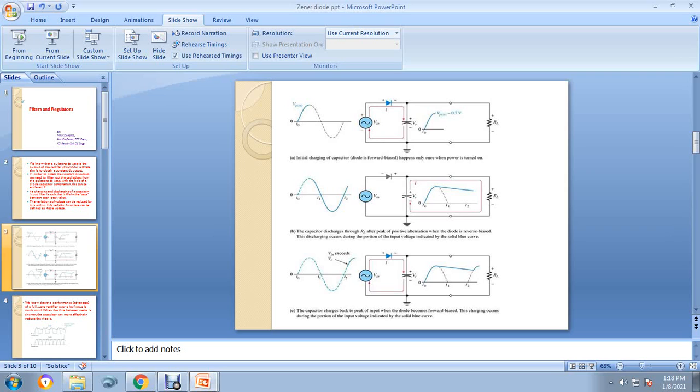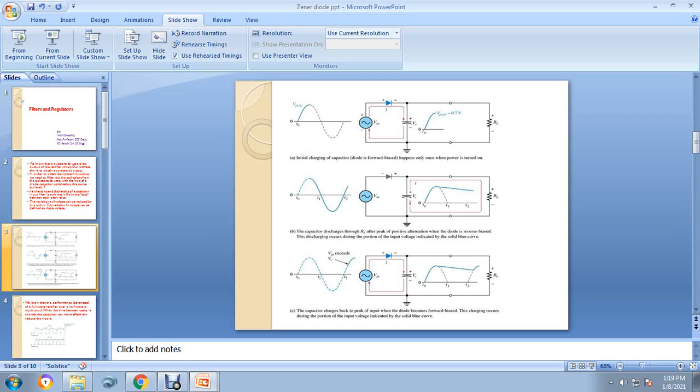Is it right? It will be staying in that position until the input half cycle rises again. So this is the circuit diagram when the capacitor discharges through the load resistor after the peak of the positive alternation, when the diode is reverse biased. This discharging occurs during the portion of the input voltage indicated by the solid blue curve.